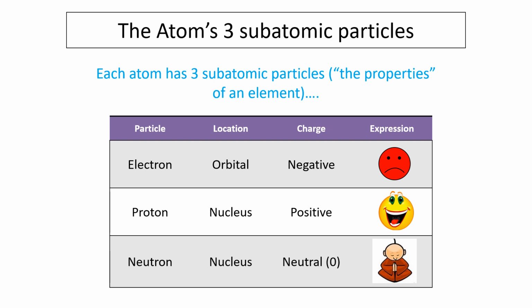The second subatomic particle is the proton. It is found in the nucleus of an atom and it has a positive charge. And the last one is the neutron. It is also located in the nucleus of an atom and it doesn't have a charge. So when you look at an atom or an element, you're going to see that the protons and the neutrons are located in the nucleus of the atom. And the electron is basically orbiting around the nucleus.